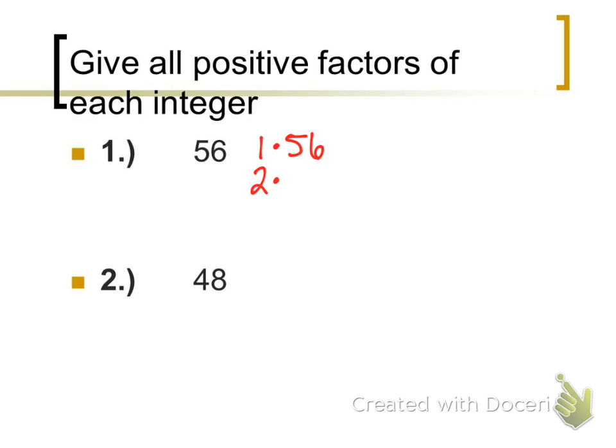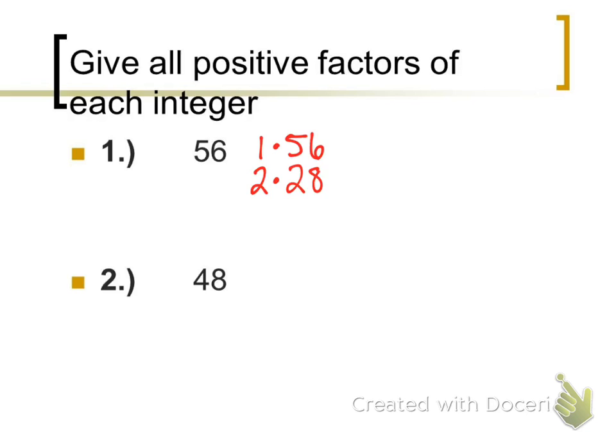How could I figure that out? Jamal? Divide it by 2. If you take 56 and actually divide it by 2, you could figure out what that other factor would be. Anybody do that? 28. So 2 and 28 are factors of 56.